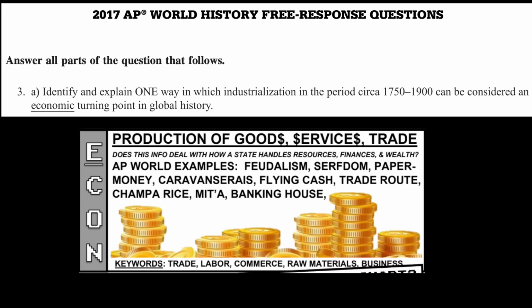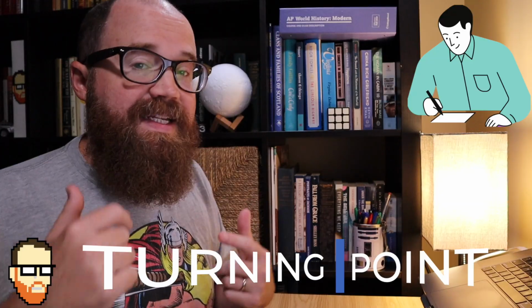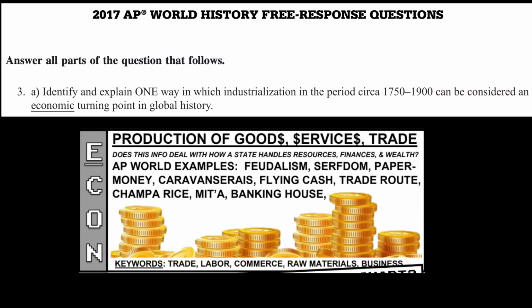That shift from the domestic system to the factory system. Assembly lines, that drastic shift from producing stuff at home or in a small shop to a streamlined factory, that's a turning point. Even better, that's an economic turning point, so that's gonna get you letter A. As usual, there's more stuff you could have put in here.